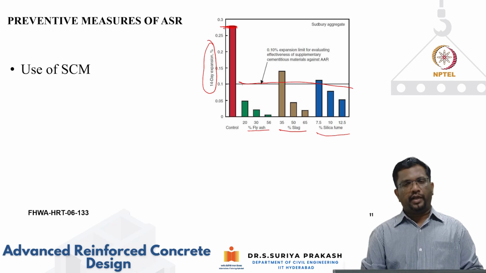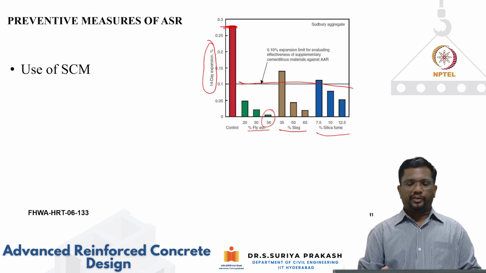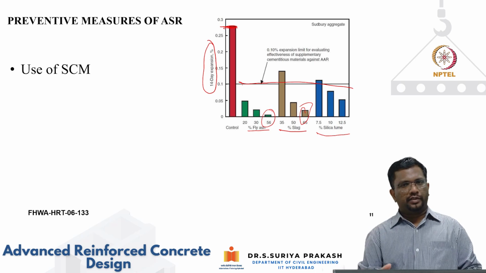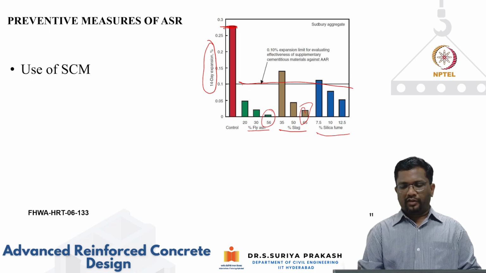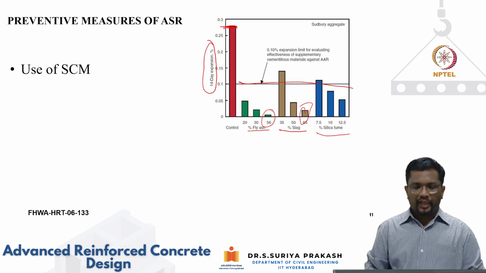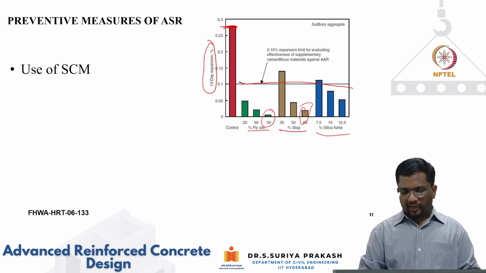The moment you start adding supplementary cementitious material, either fly ash, the higher the amount of fly ash, the lesser the expansion. Similarly, the higher the amount of slag, the lesser the expansion. And with silica fume also, the higher the amount, the lesser the expansion. So clearly, addition of supplementary cementitious materials like fly ash, slag or silica fume helps in reducing this expansion.